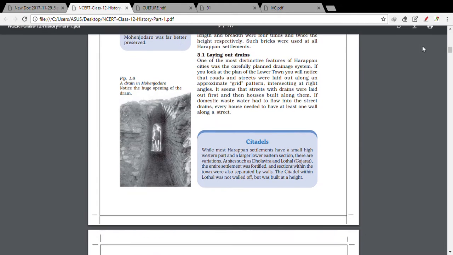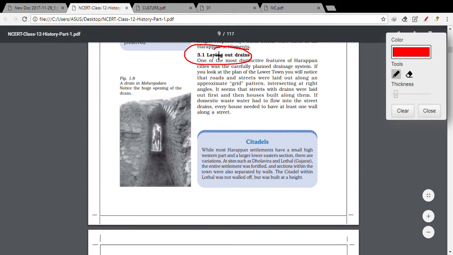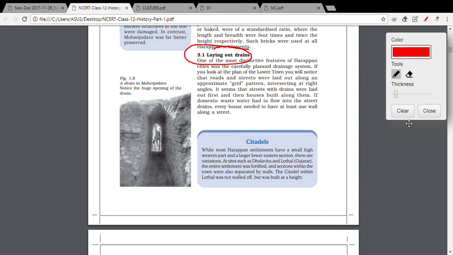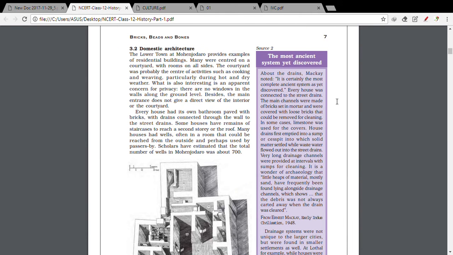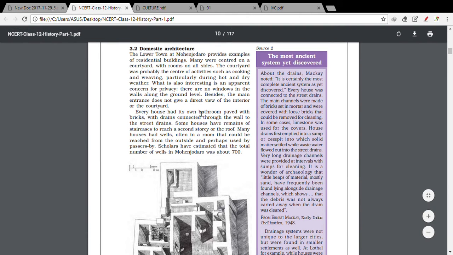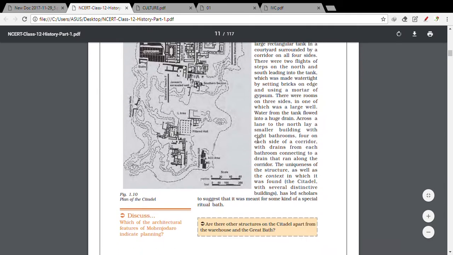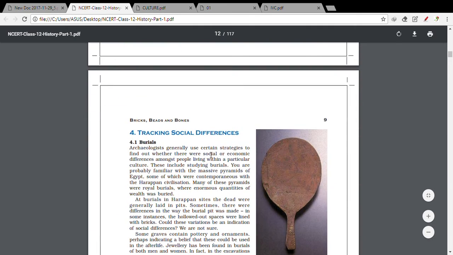Next, they are talking about the drainage system, which is one of the most important aspects of the Harappan civilization. They're talking about the domestic architecture. They're talking about the citadel in detail because this is very important.